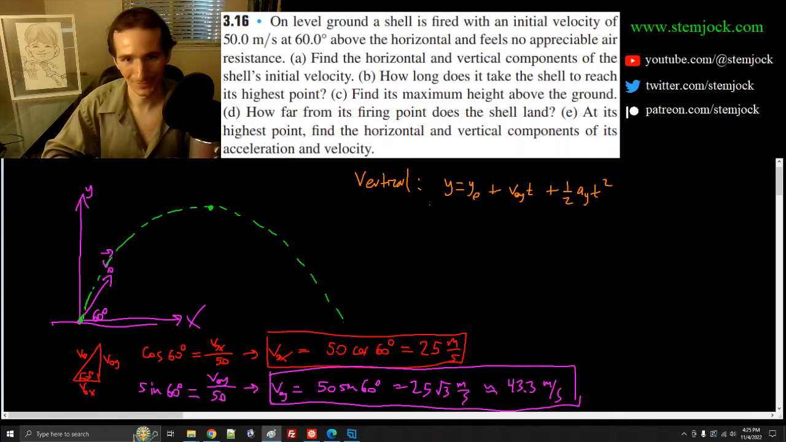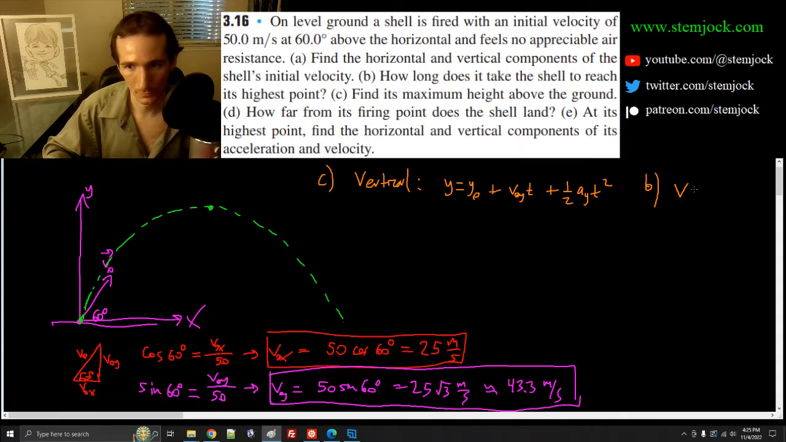Actually, this is the approach for part C. I'm jumping ahead of myself here. For part B, we just need to know how long it takes, so t. So I'm going to use not the formula for position, but rather the one for velocity. This is going to be v equals v naught plus at, but applied to the y direction. So this here is going to be our formula.